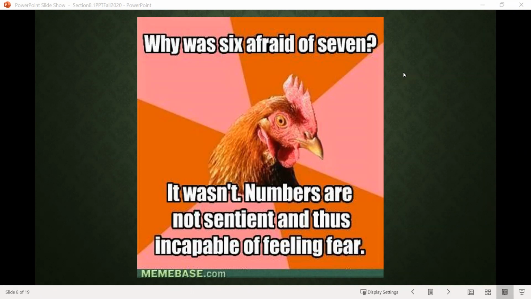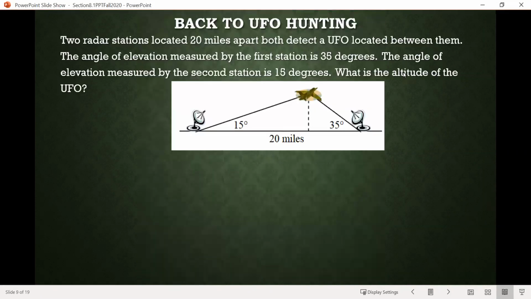All right, so let's go back to our UFO problem, because I know I left you hanging a couple of videos ago, because you really want to know at what height this UFO is. Remember, we have the situation where two radar stations are located 20 miles apart. They both detect the UFO. One has an angle of elevation to the UFO of 35 degrees. One has an angle of elevation of 15 degrees. And we need to find the altitude of the flying object. So we're trying to find this right here. I'm going to call that H again.